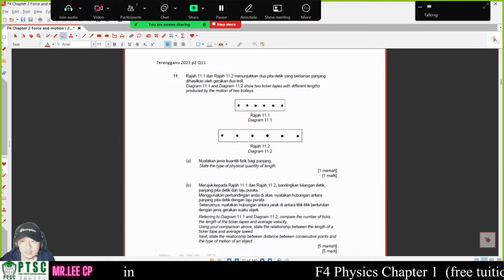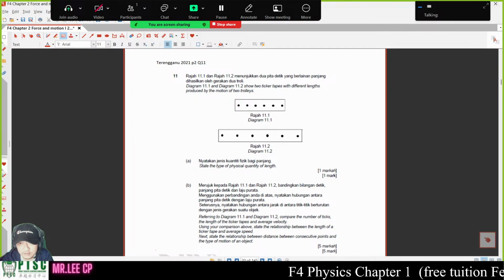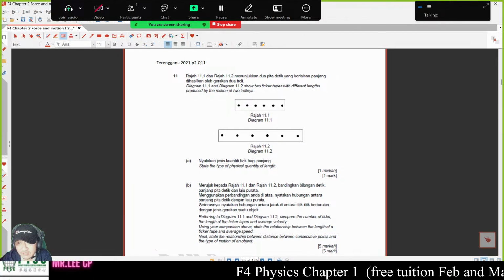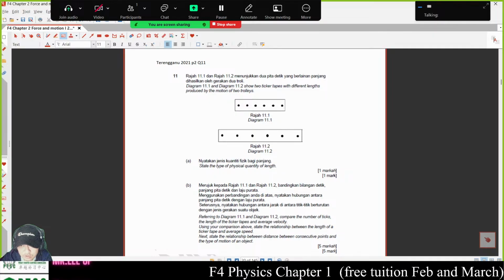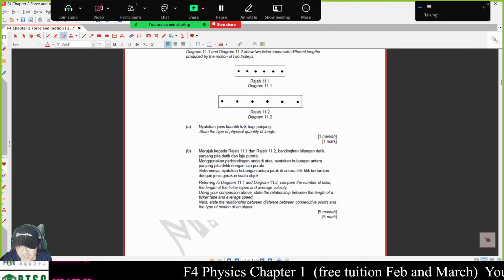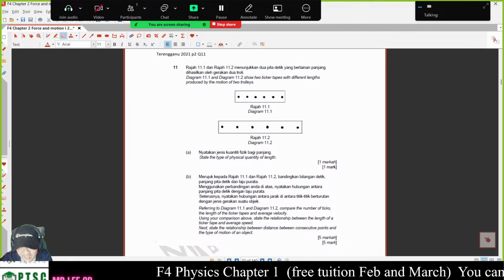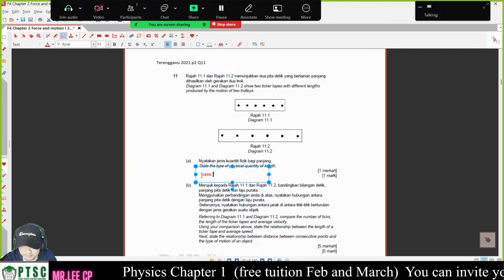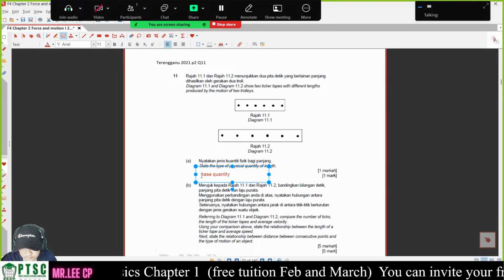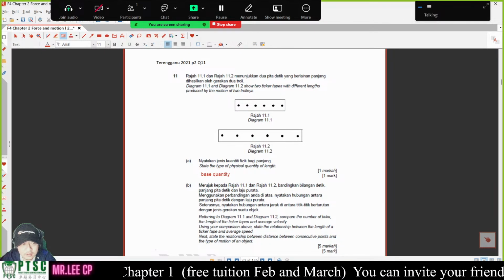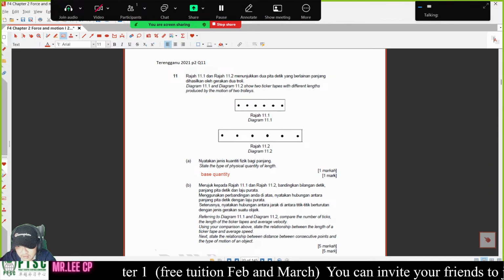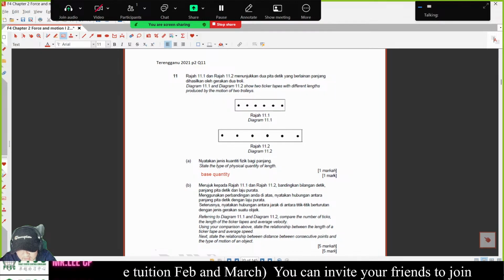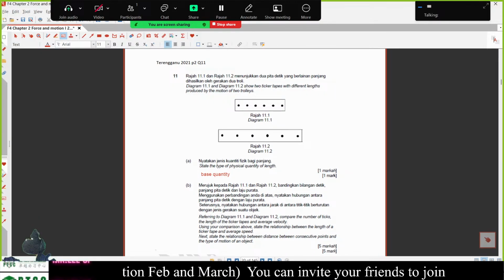Okay. Diagram 11.1 and 11.2 show two ticker tapes with different lengths to produce the motion of two trolleys. State the type of physical quantity of length. We learned in the last chapter already: is it a vector or a scalar? Length is a scalar.